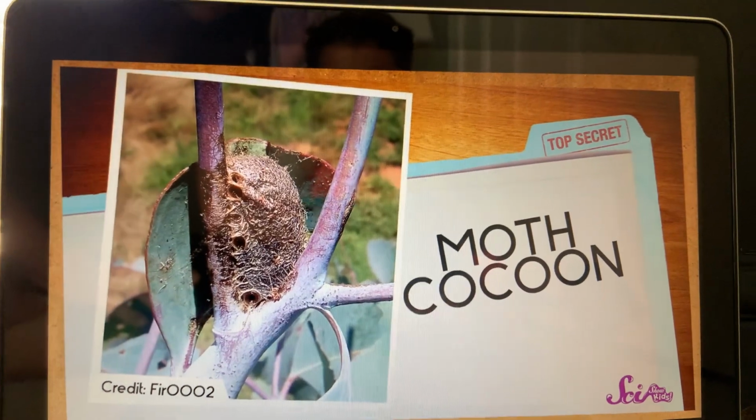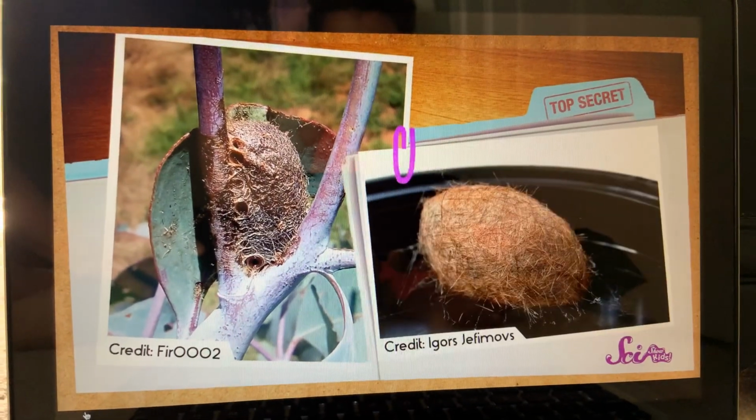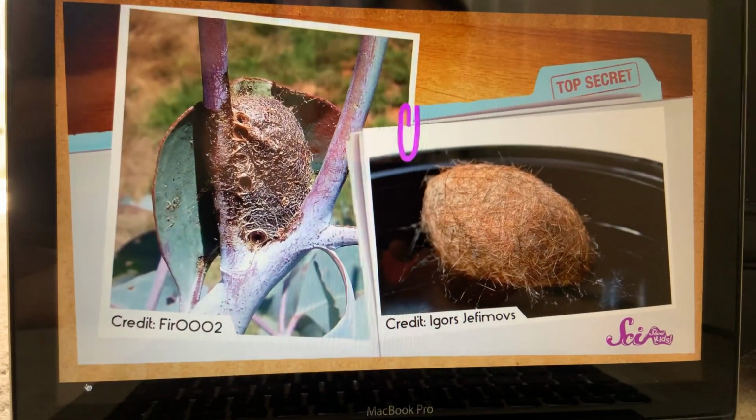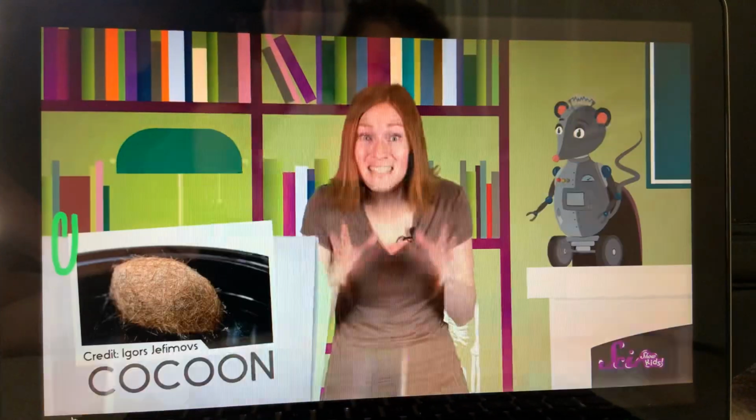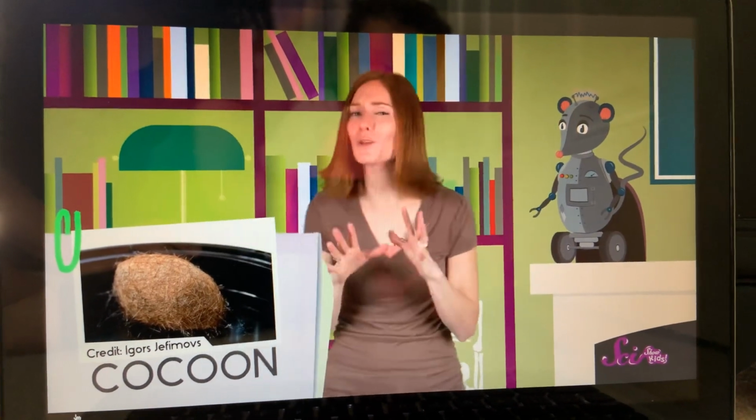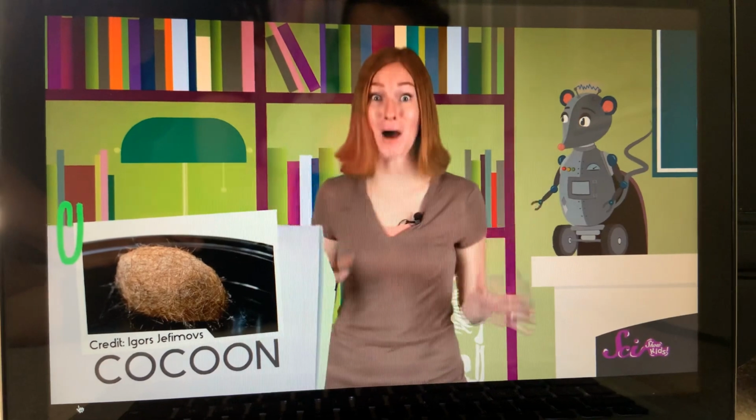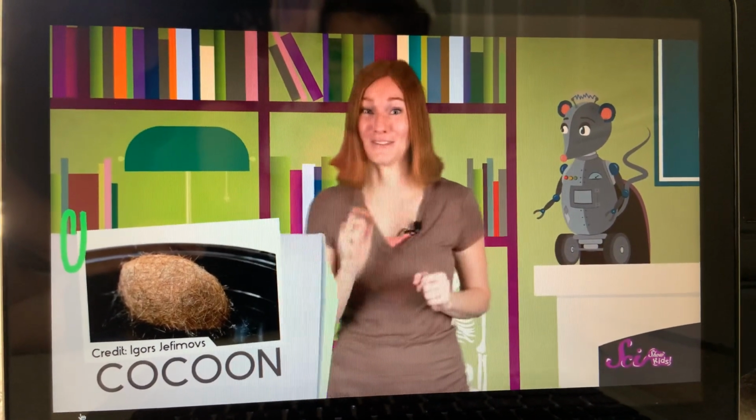To become an adult moth, it forms a cocoon. This is a special silk case that the moth spins around itself. Inside the cocoon, the caterpillar will turn into an adult flying moth. And just like a moth's antennae, cocoons can look a little fuzzy.